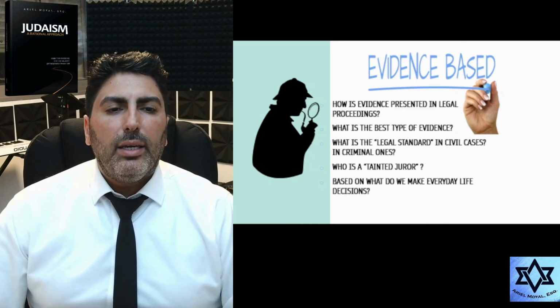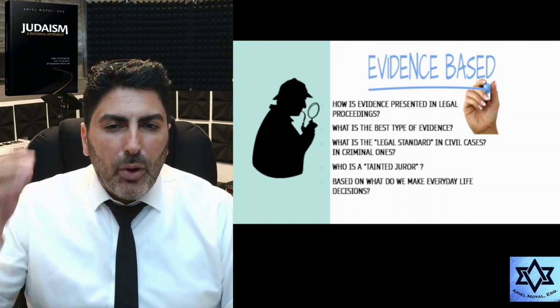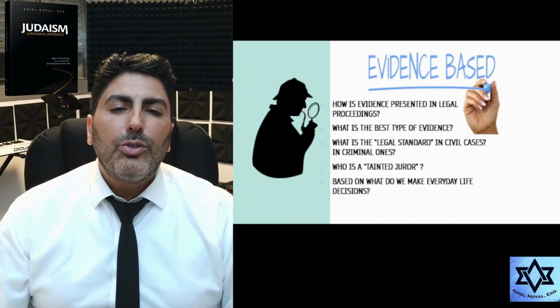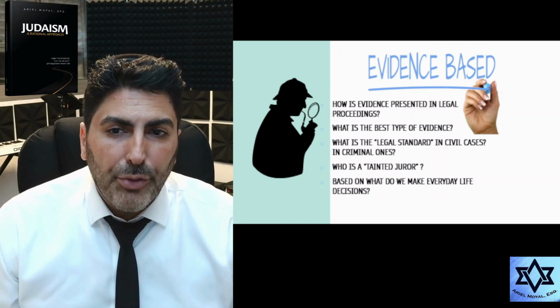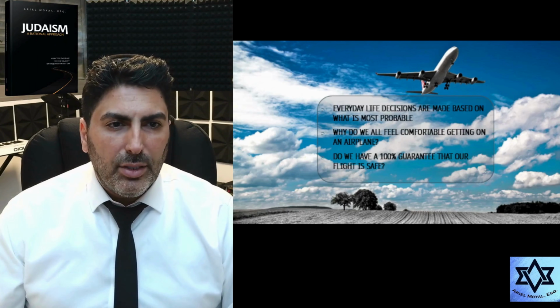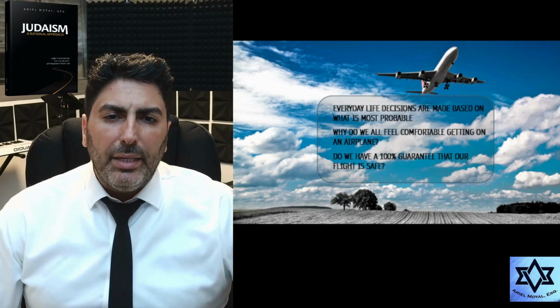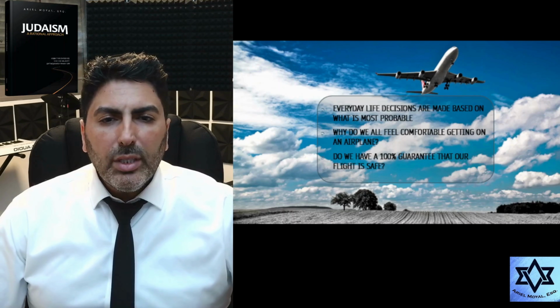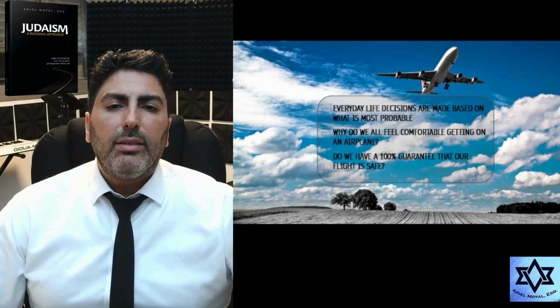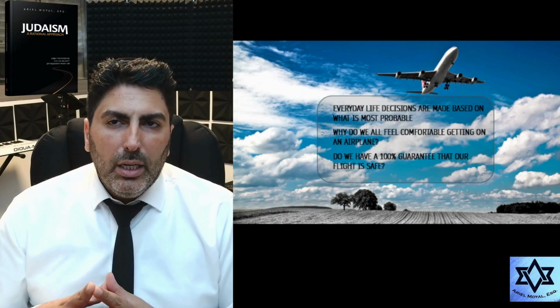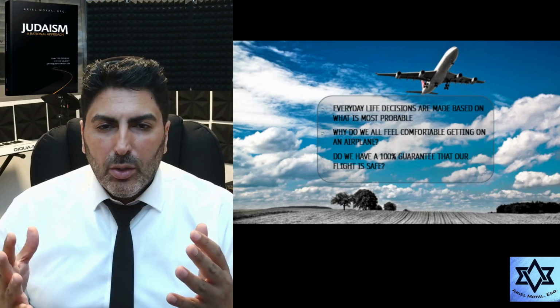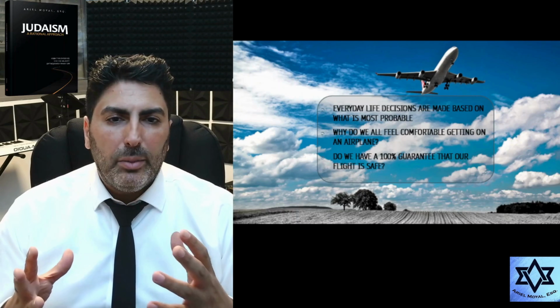How do we make everyday decisions? What process goes through our thought process when we make important life decisions? Let's take, for example, getting on a flight. All right? Most of us here can't describe fully how a plane even works. What is the engineering behind a plane, right?